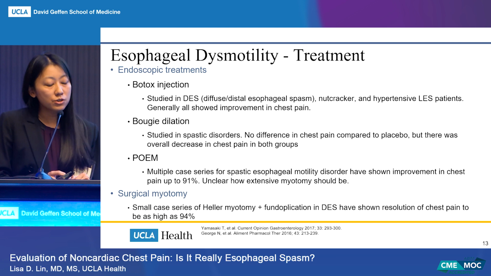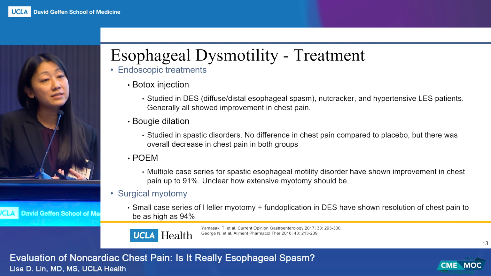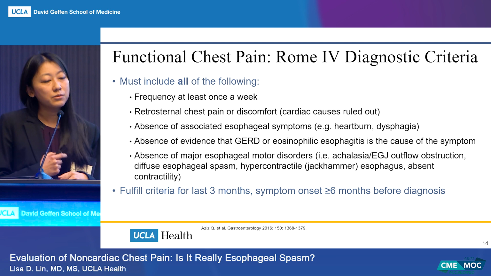Surgical myotomy has also been studied. There was a small case series of Heller myotomy with fundoplication in distal esophageal spasm patients that showed resolution of chest pain as high as 94%. So let's say you eliminate all of that, what's left is functional chest pain. This is the Rome IV diagnostic criteria for functional chest pain.